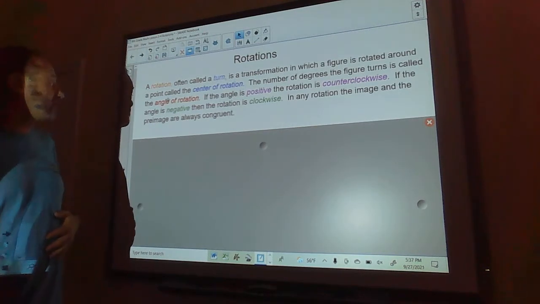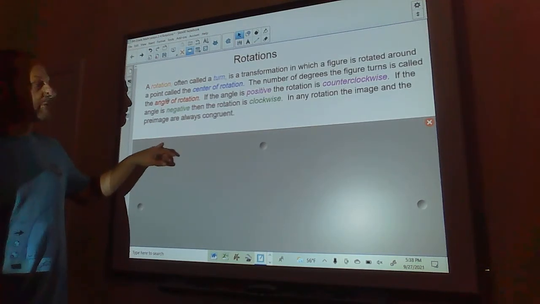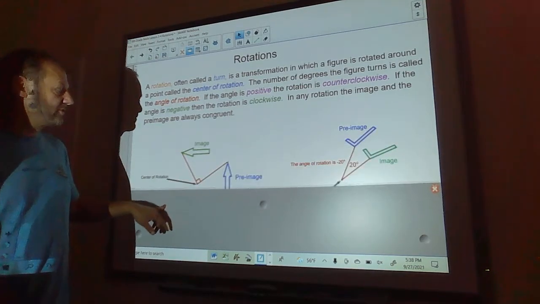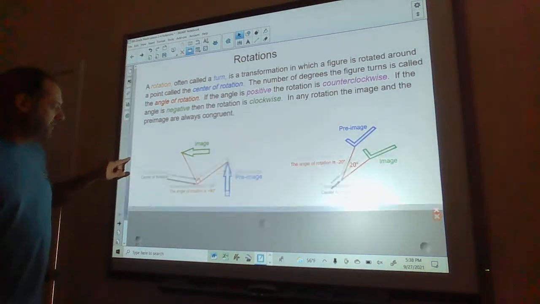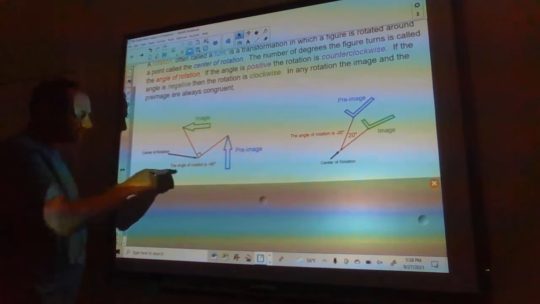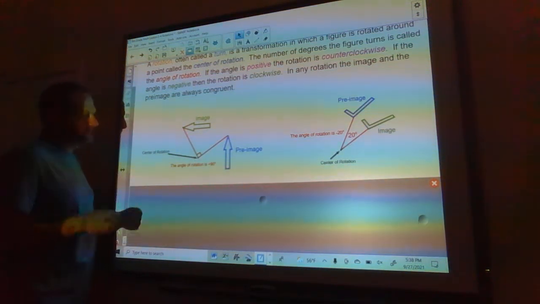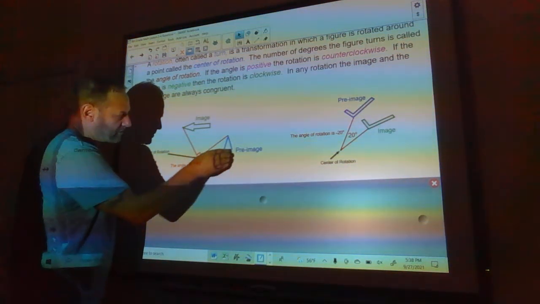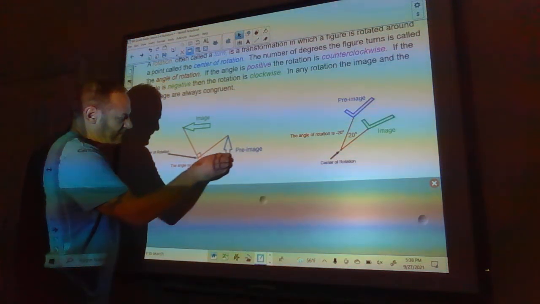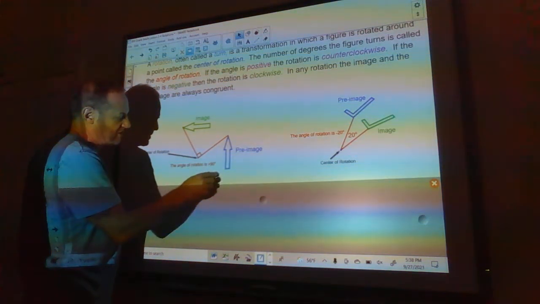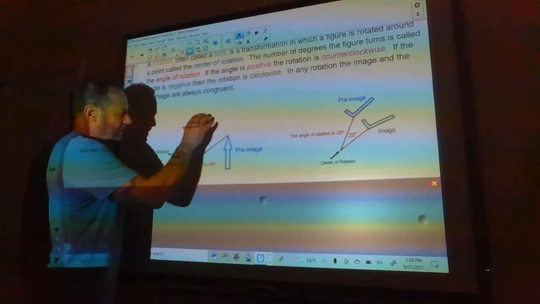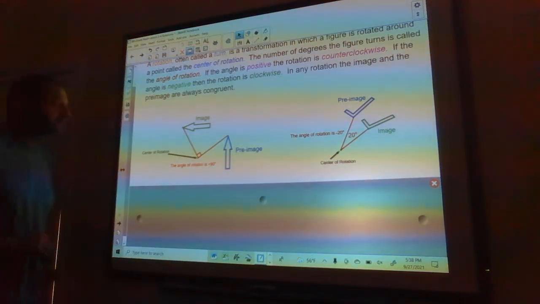In any rotation, the image and pre-image are always congruent. They're just always congruent. So here's what we've got. Here's my center of rotation right here. Here's my pre-image, so I've got this arrow, and the angle of rotation is plus 90 degrees, so it's turning 90 degrees counterclockwise.